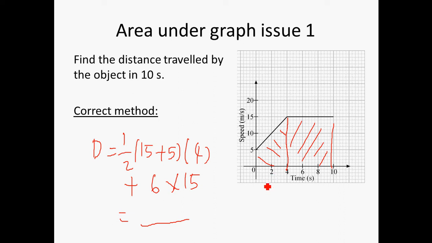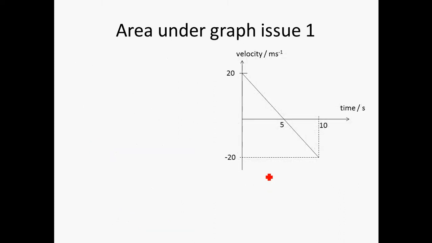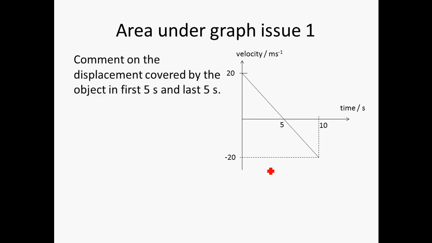Now, what is another possible mistake? Another possible mistake is when you have a velocity time graph that goes to the negative of the y-axis. Let's say I want you to comment about the displacement covered by the object in the first 5 seconds and the last 5 seconds of the journey. So how will you do it? Some of the common mistakes are that some students might think that this is the first 5 seconds area covered. Maybe let me redraw again. Maybe they may think that this is the first 5 seconds.